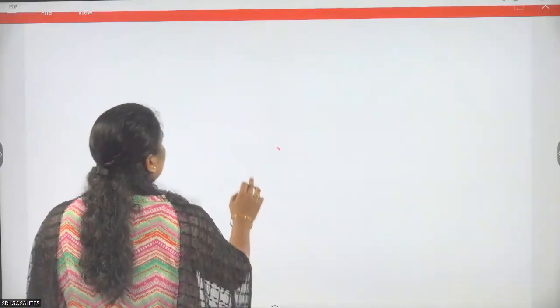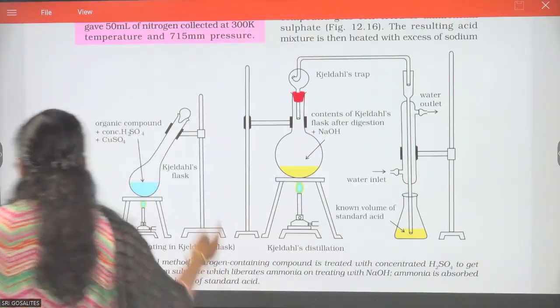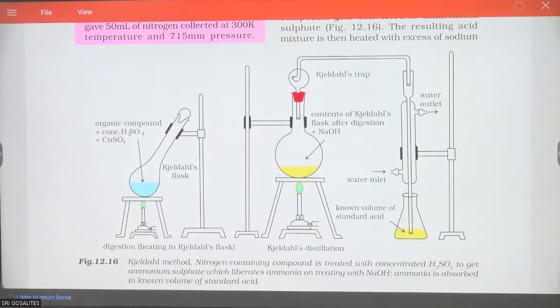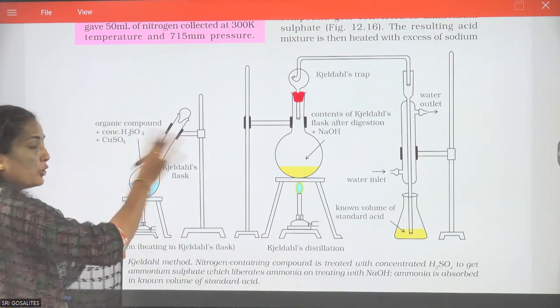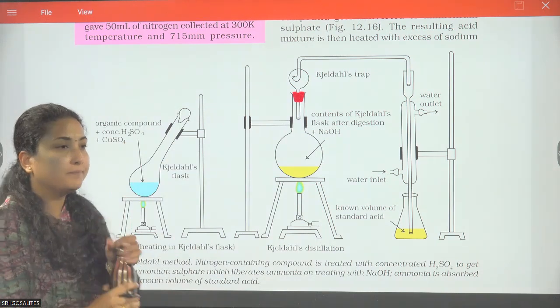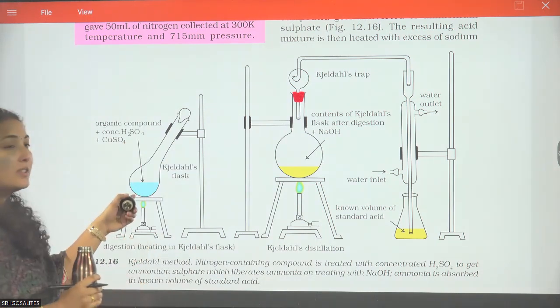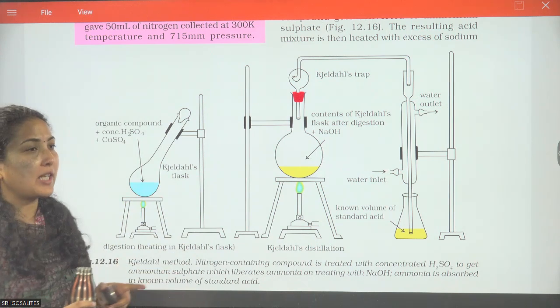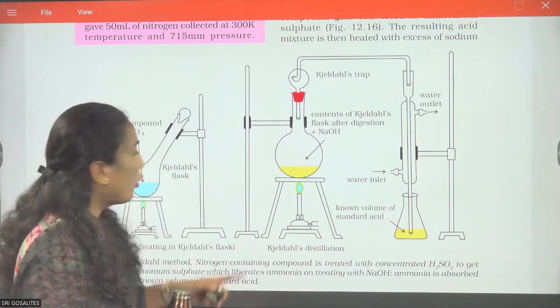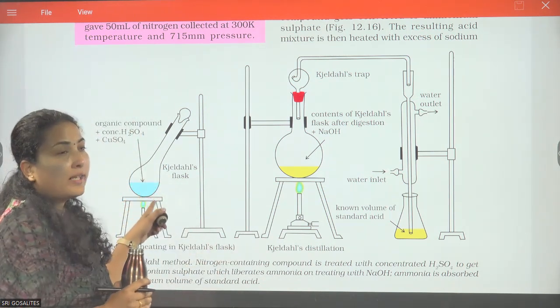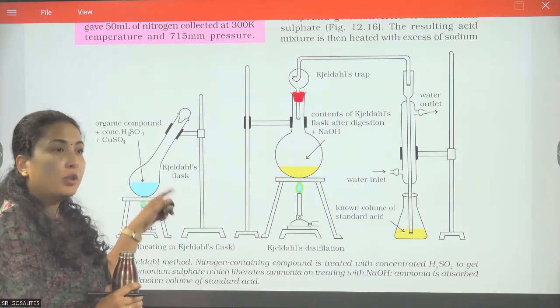So I'll take you to the question so that you can relate to it, right? We were here. So I told you that when you have taken this first thing, you can now relate to the equations. What we have done is we have taken this organic compound and started to heat it with concentrated H2SO4, so that all the nitrogen in it gets converted into ammonium sulfate.